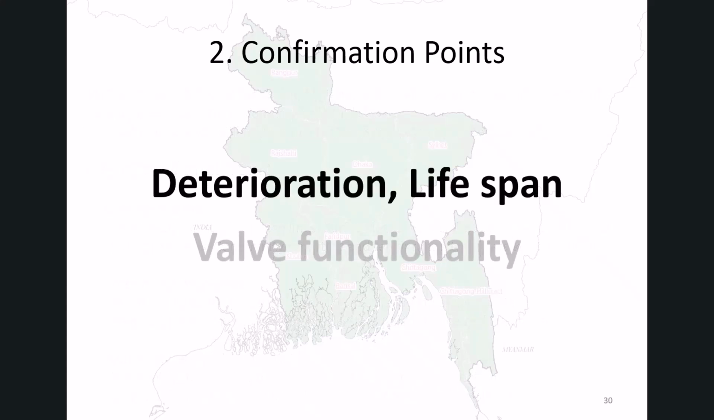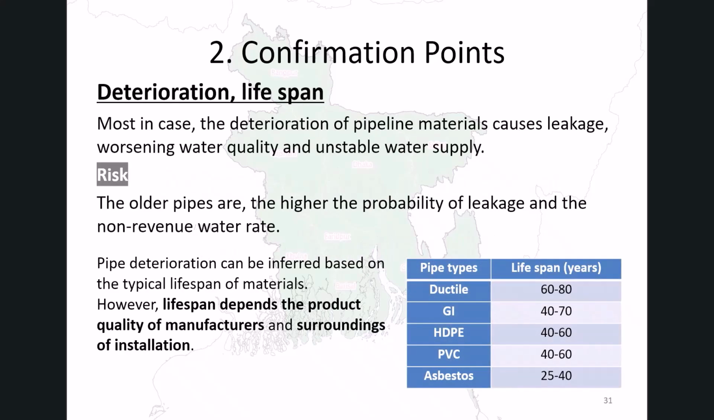The first confirmation point is deterioration and lifespan. As pipelines age, the risk of deterioration increases, and older pipes have a higher probability of leakage. Pipelines older than 40 years with multiple leakage points should be considered for replacement. Pipe lifespan also depends on installation conditions, operating environment, and material quality.